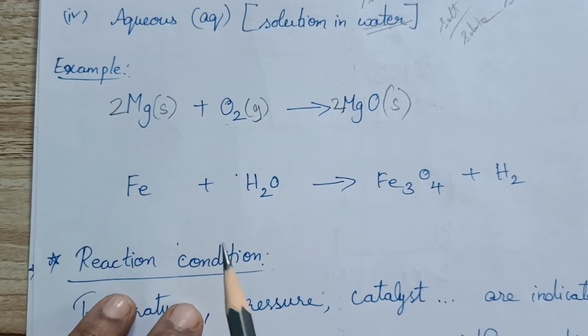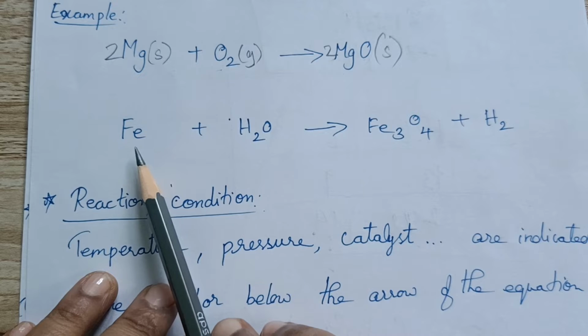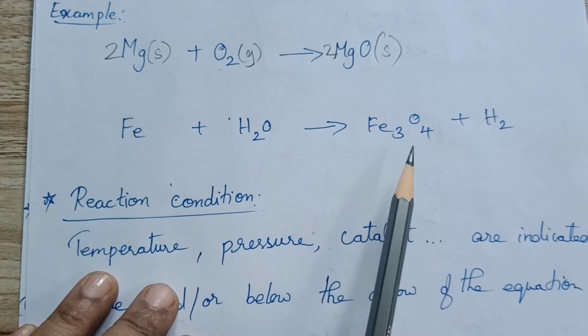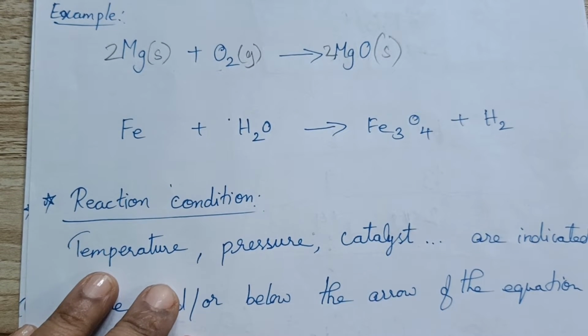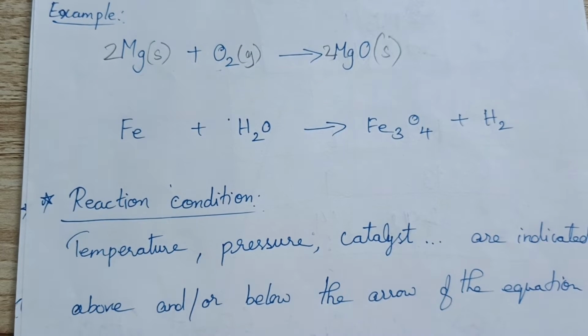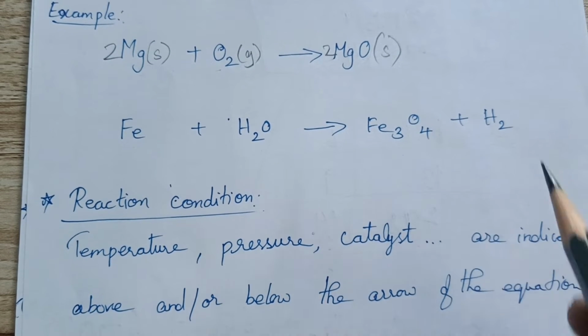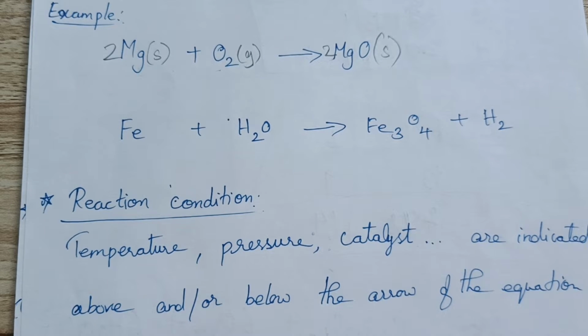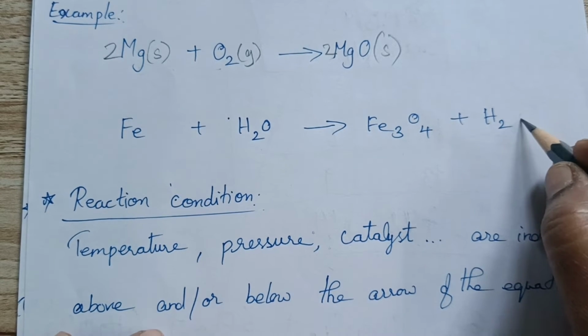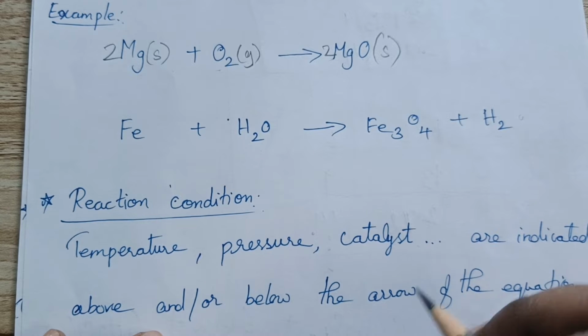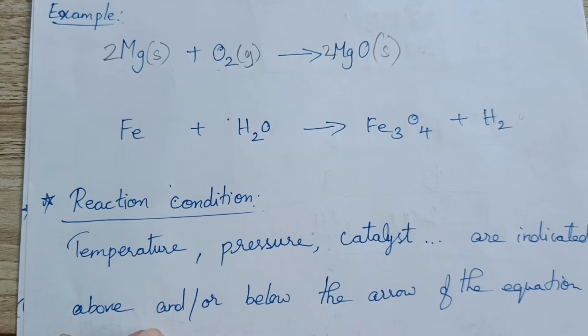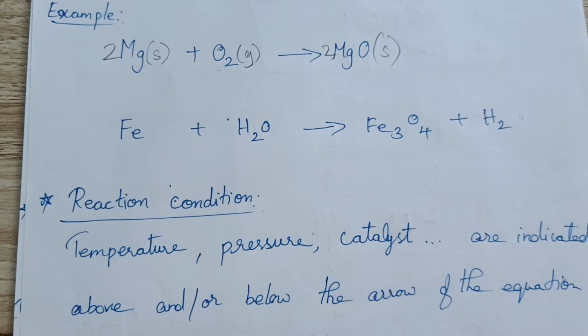Okay, now take this example. Fe plus H2O gives ferric oxide plus hydrogen gas. It is not required to mention all these physical states every time. If they ask, for example, that the evolution of hydrogen gas is occurring in this reaction, then you have to mention this is gas. It is not necessary unless it is mentioned or required, but you just have to know all this.